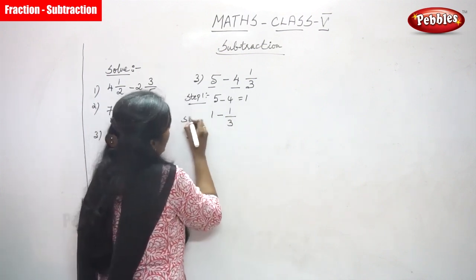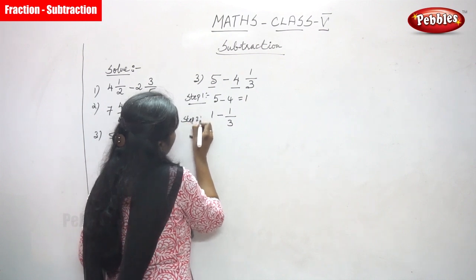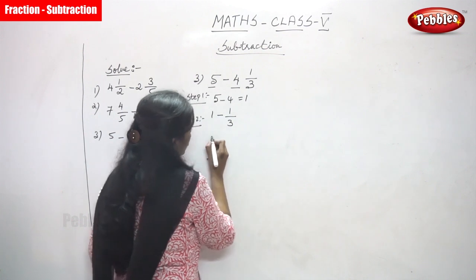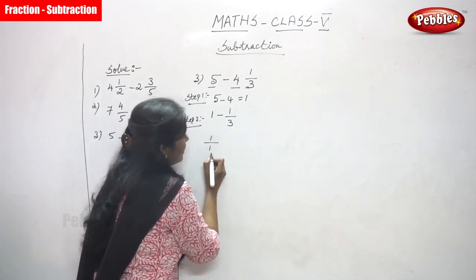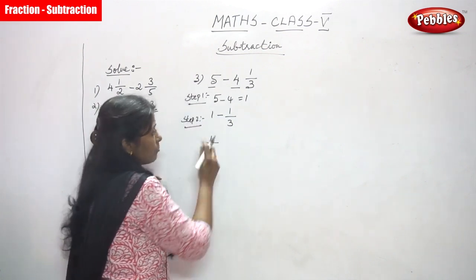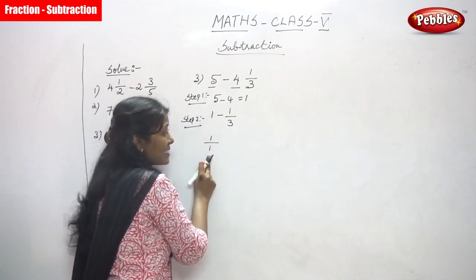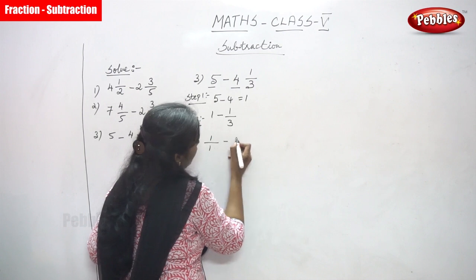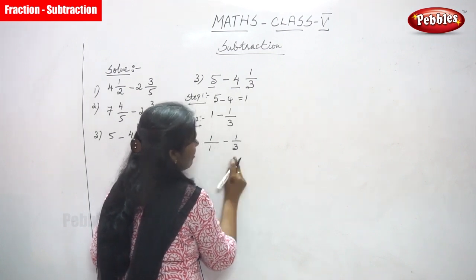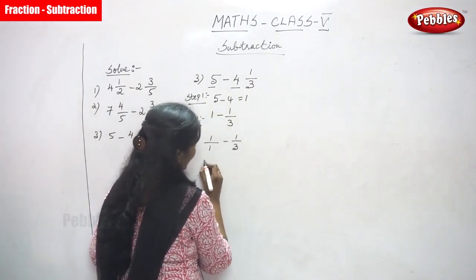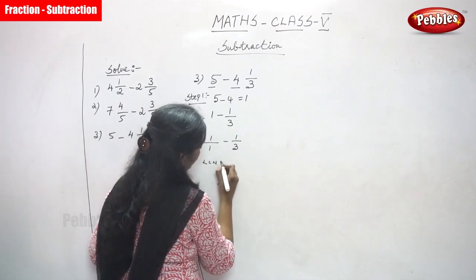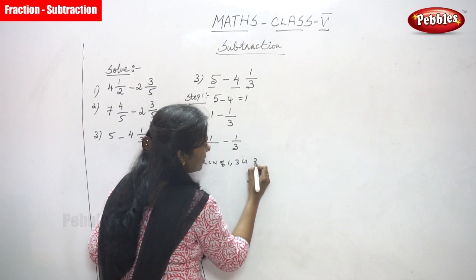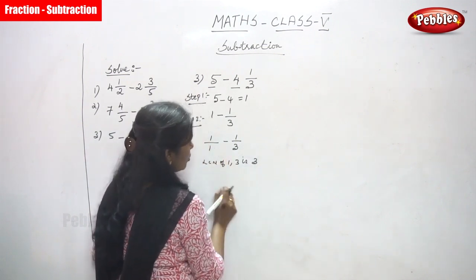That's step 2. So 1 minus 1 by 3. If you don't have the denominator, you must assume the denominator as 1. So 1 by 1 minus 1 by 3. After that you have to take the LCM. LCM of 1 comma 3 is 1 into 3, you can get 3 only. So 1 into 3 is 3.